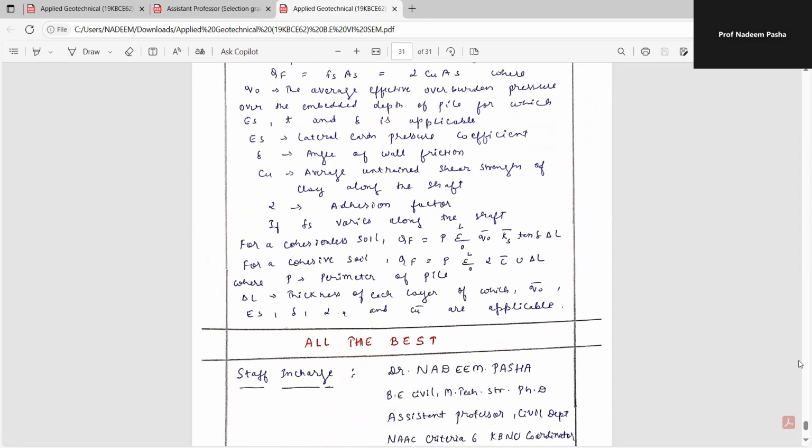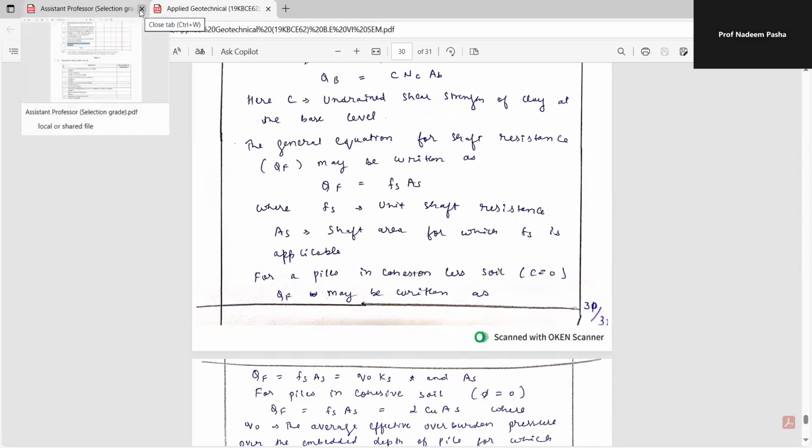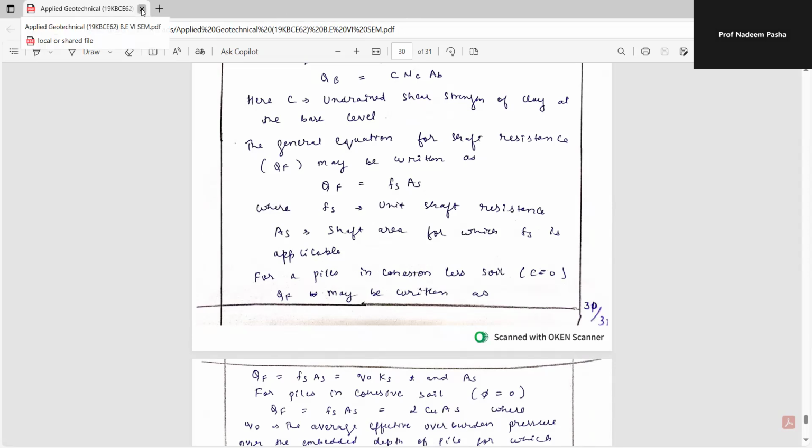So this completes our applied geotechnical engineering question bank. I hope you have understood. If you have any doubt, you can just drop a message in the comment box.